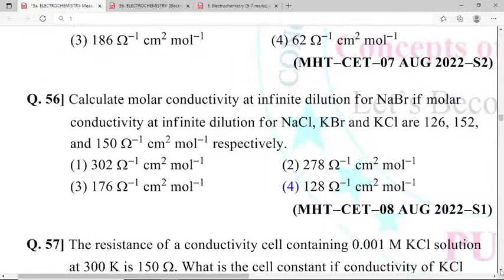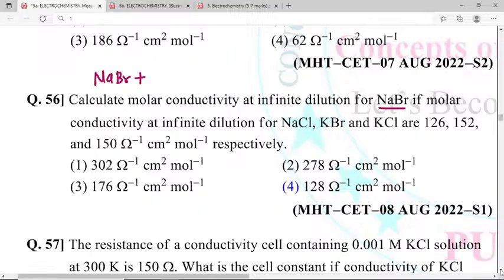Calculate the molar conductivity at infinite dilution for NaBr. The conductivities of NaCl, KBr, KCl are also given. So first we have to write NaBr plus KCl is equal to NaCl plus KBr. Substitute the values, we'll get the answer.